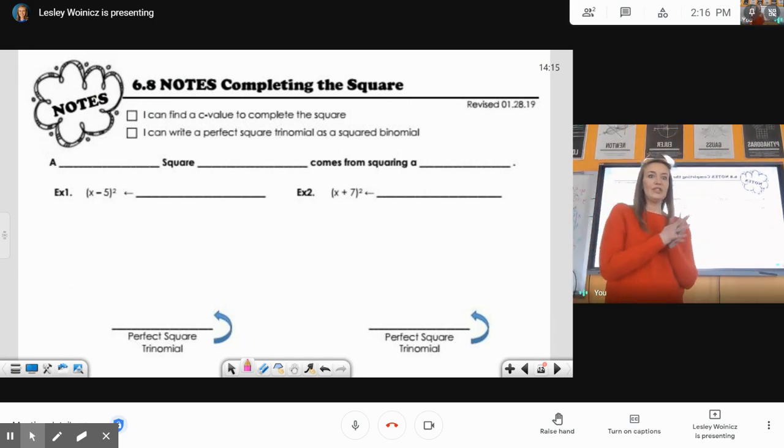Hey guys, this is your first set of notes for completing the square. So this is for 6.8 notes.